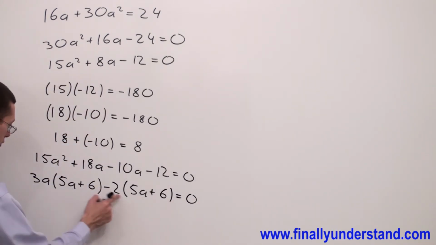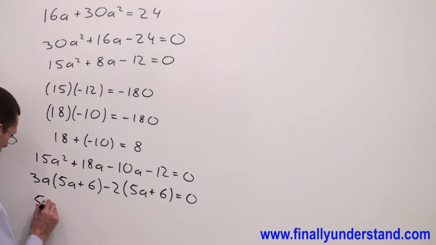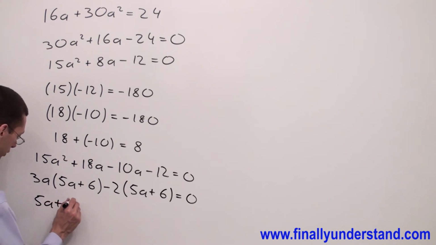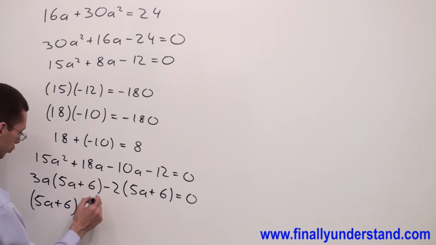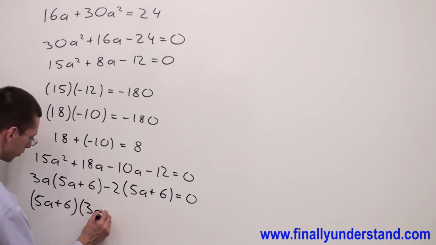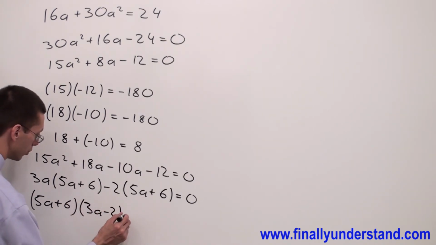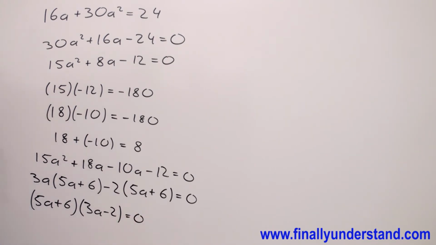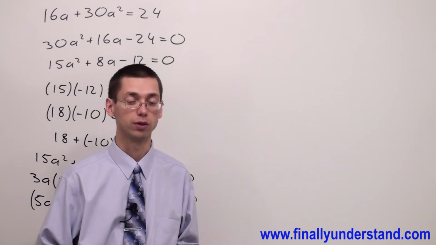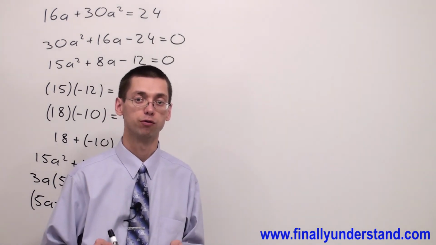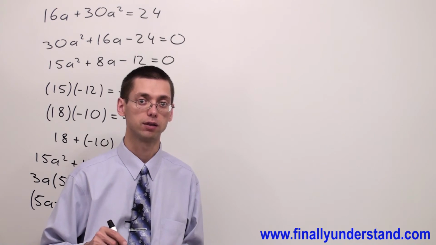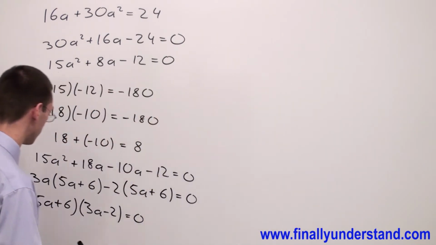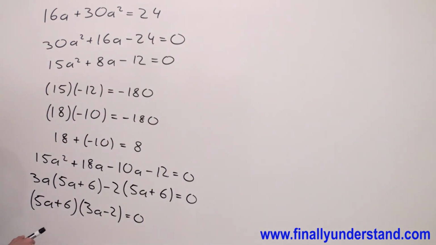Factorize the common factor. We have 5a plus 6 times 3a minus 2 equals 0. If some of you don't know what I'm doing, you're supposed to review factoring. You're supposed to go to the section with factoring and review how to factorize polynomials.